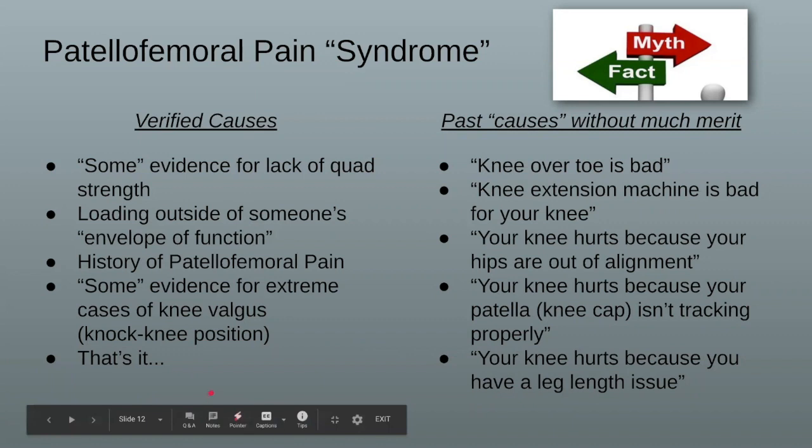Sorry about that. Yes. So last one here, your knee hurts because you have a leg length issue. Most of us are probably walking around with some sort of leg length issue, but we've probably adapted to it over time, and that shouldn't be the cause of your pain or the issue. You need an x-ray to see this. We can't see laying on a table if you truly have a leg length issue. So that's another thing to kind of throw out.